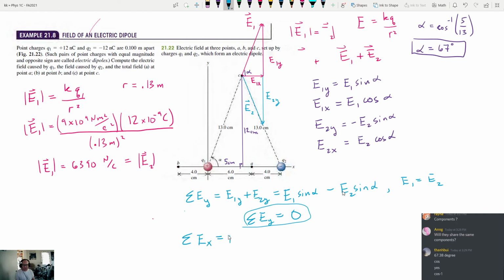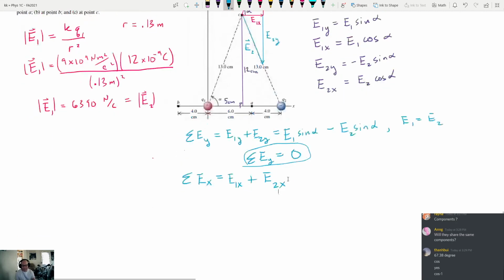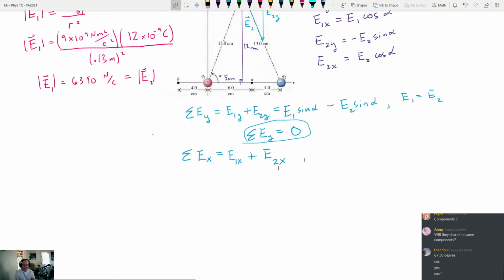And this is going to be E1x plus E2x. But you can see them both there. E1x is E1 times the cosine of alpha plus E2 cos alpha. But E1 is equal to E2. So that means this is going to be 2 times E1 cosine alpha. This is going to be the x component.